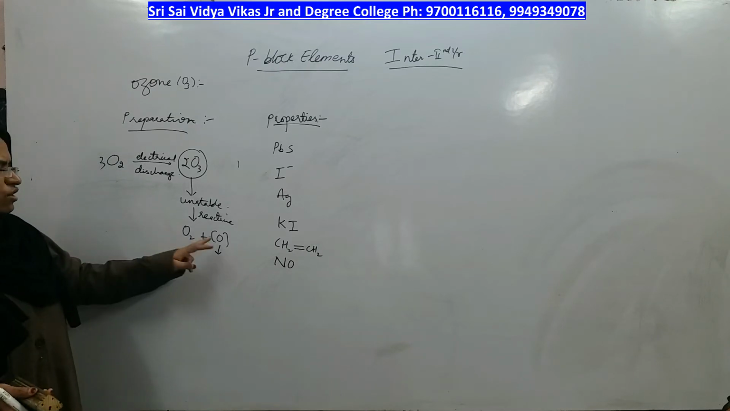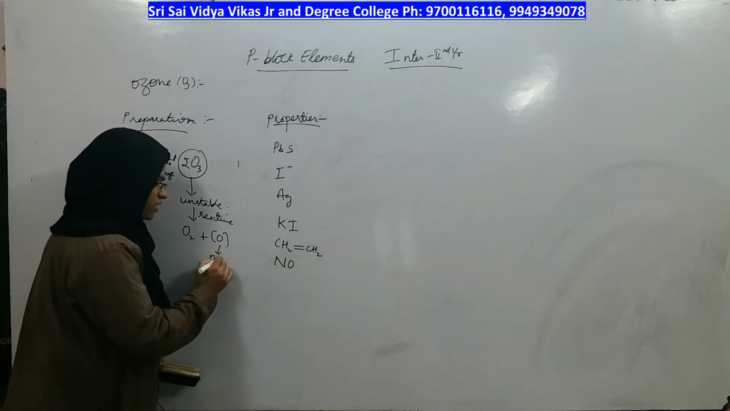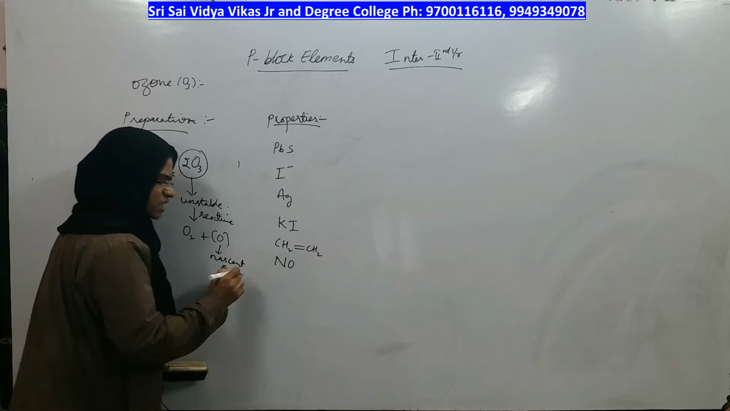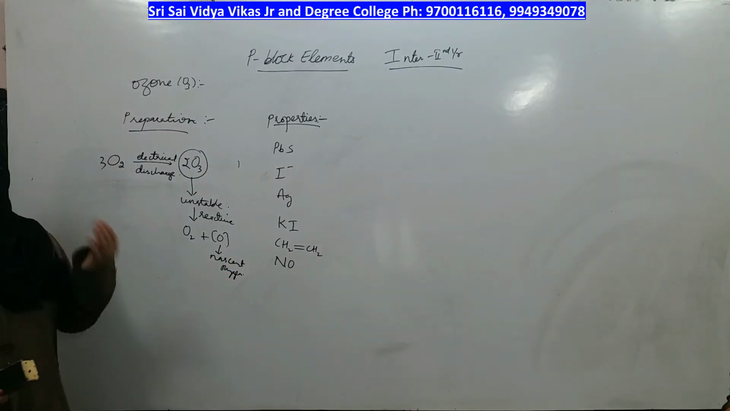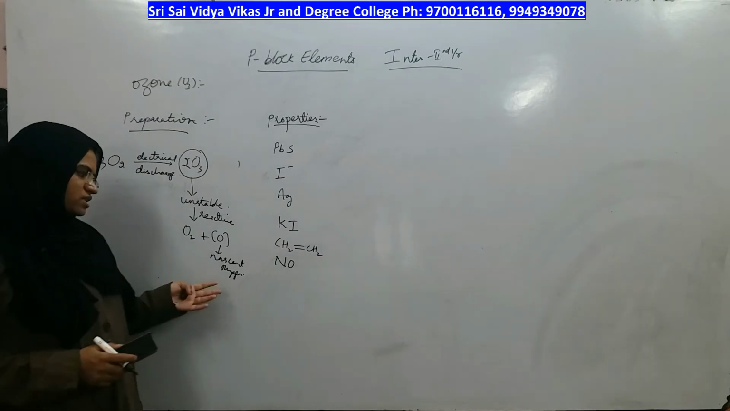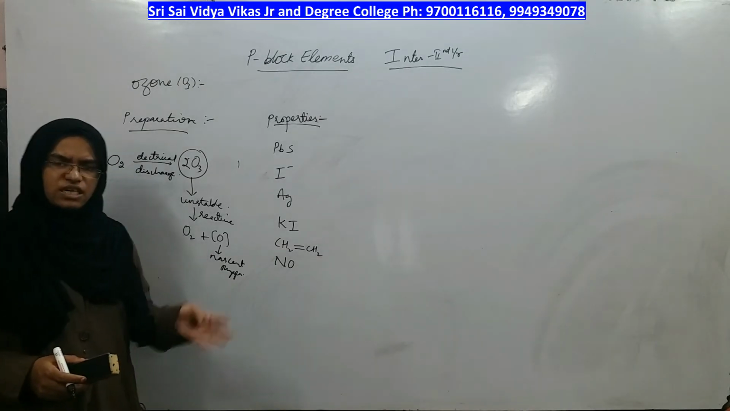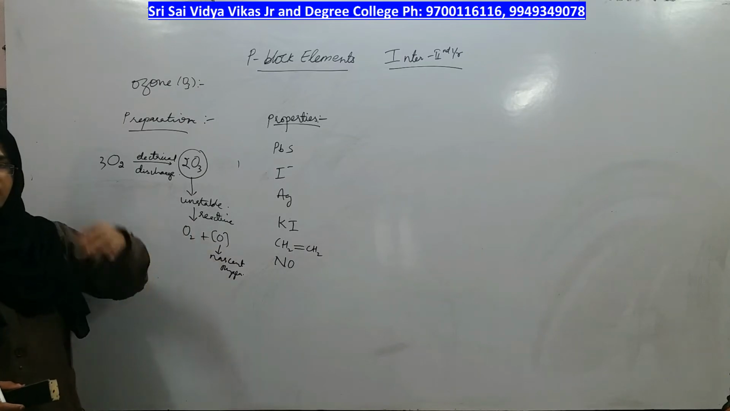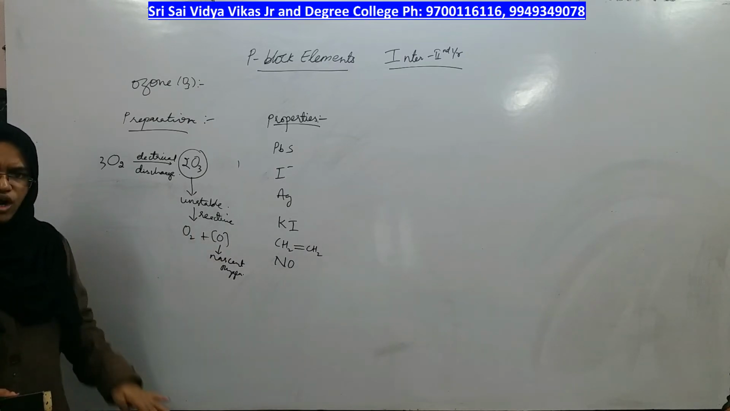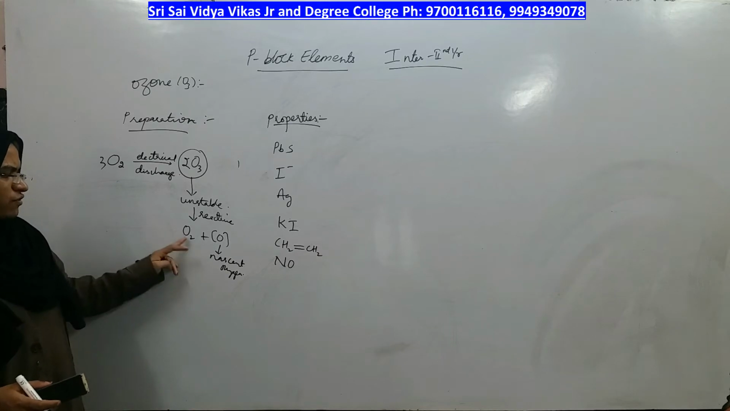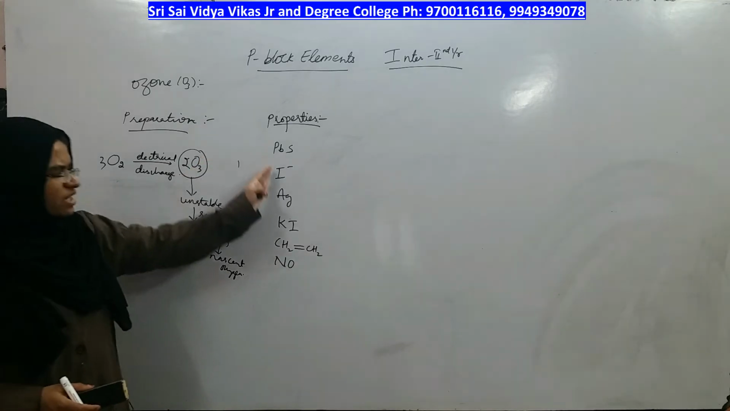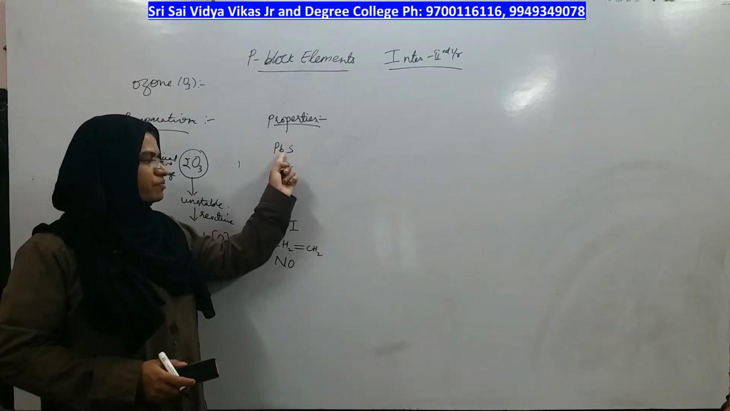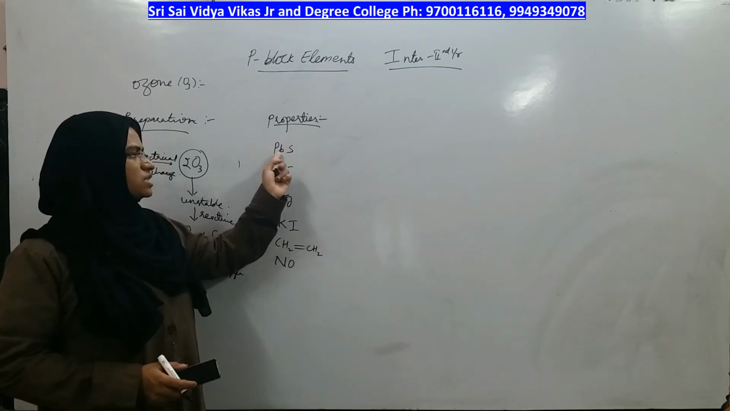Because of this capacity of releasing nascent oxygen, ozone acts as a very strong oxidizing agent. What does oxidizing agent mean? By releasing nascent oxygen, it can help others to undergo oxidation. So if you react ozone with any of these compounds, ozone will oxidize them.